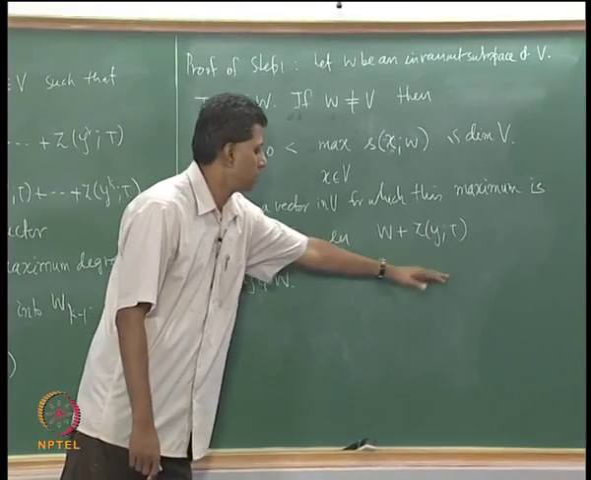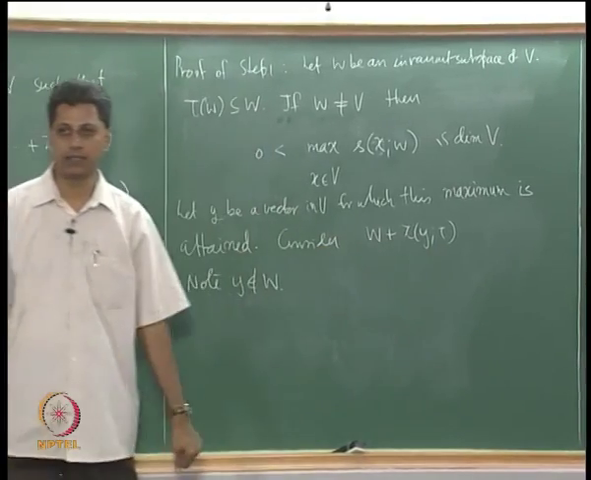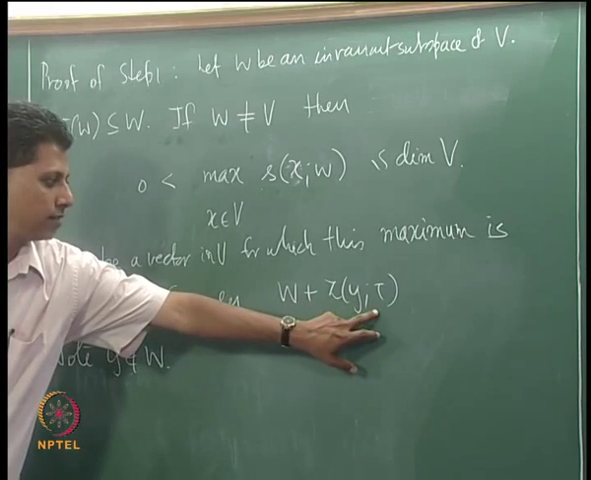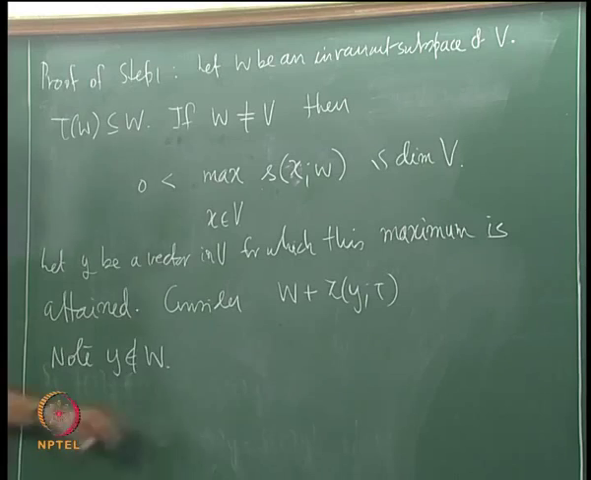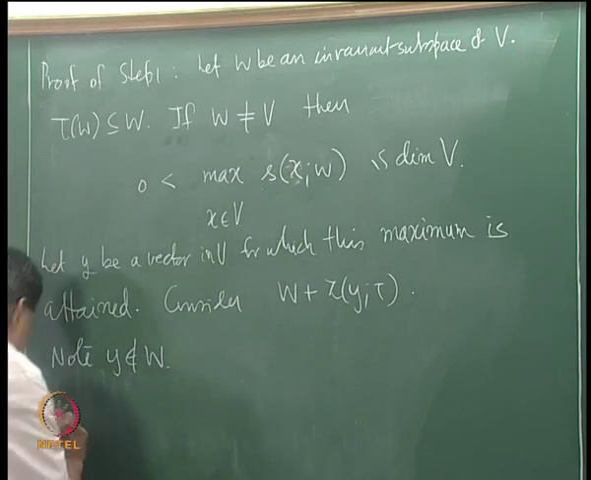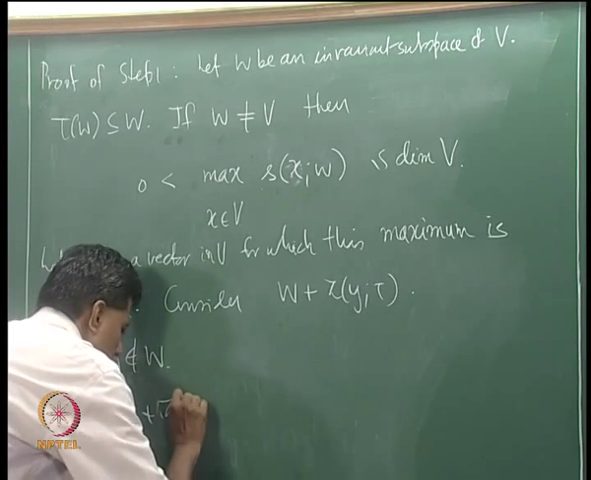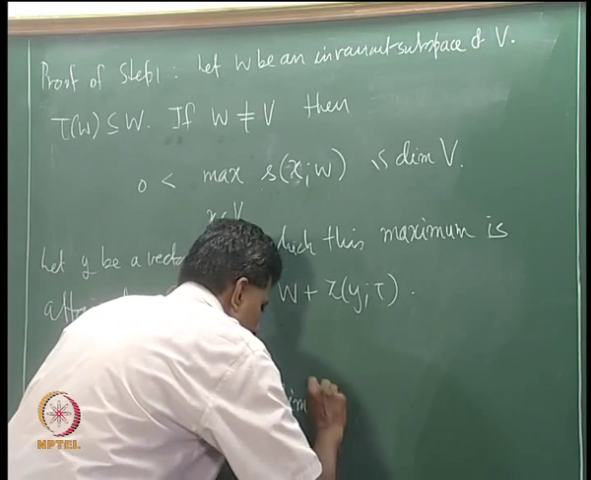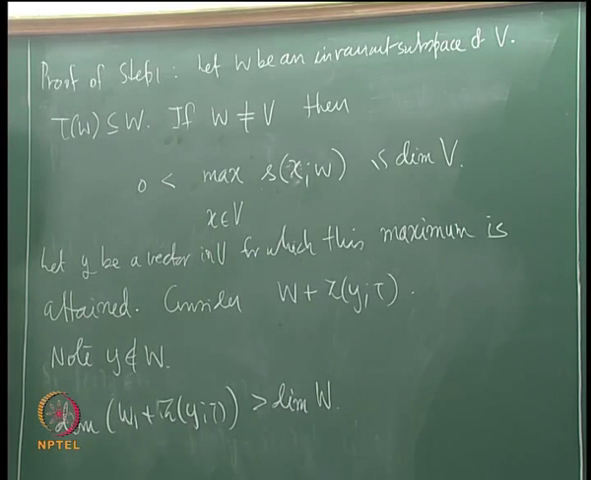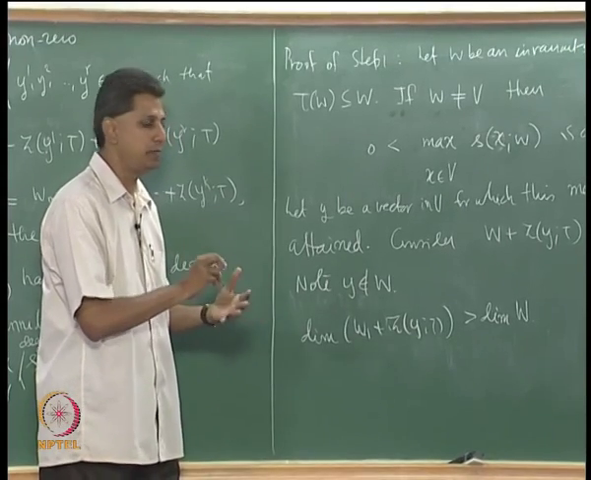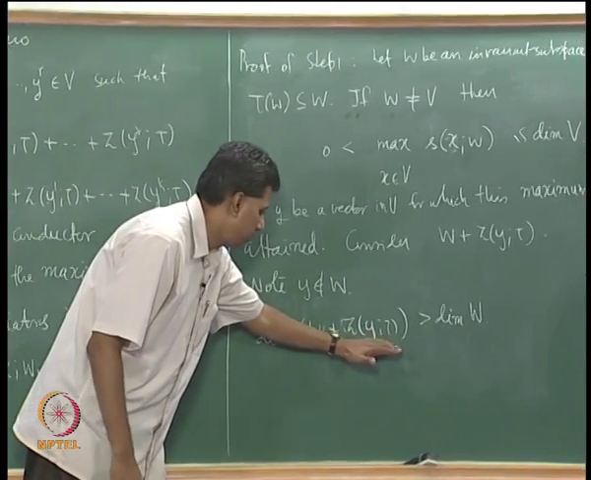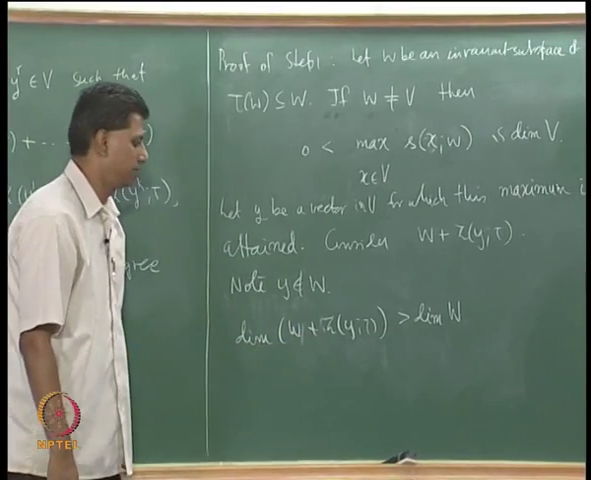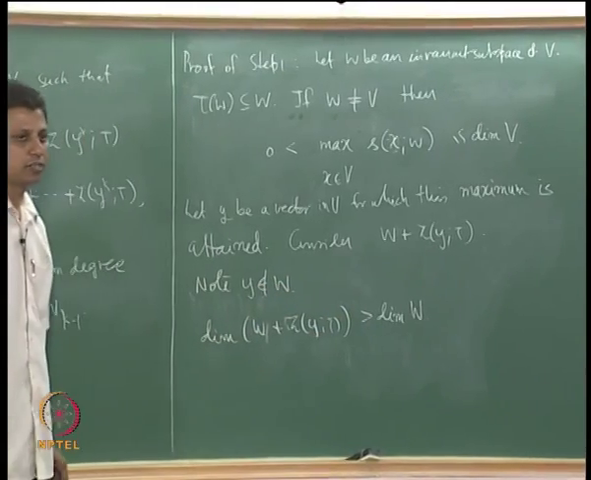Since y does not belong to W, remember that we could write down a cyclic basis for this subspace Z(y; T). If y belongs to W, then this subspace will be contained in W, but y is not in W. So, the dimension of this subspace will be strictly greater than the dimension of the subspace W that we started with. It is at least one dimensional, and the vector in any basis, in particular the cyclic basis, in Z(y; T) will be independent with W because it does not belong to W. So, this dimension is strictly greater than the dimension of the subspace W that we started with.